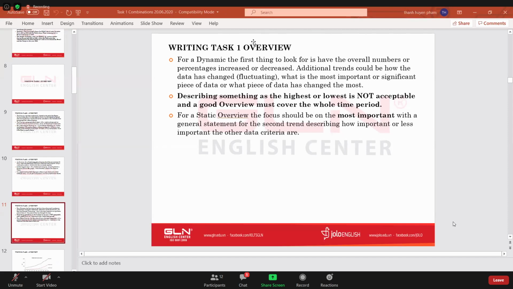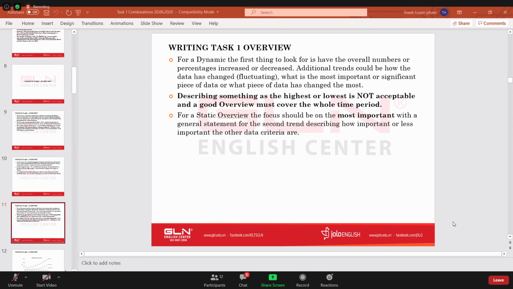A good overview must cover the whole time period. So I quite often see students writing in overviews highest or lowest. Those kinds of comparative expressions should go in the body paragraphs, not in an overview. For a static overview, the focus should be on the most important, with a general statement for the second trend describing how important or less important the other data criteria are.